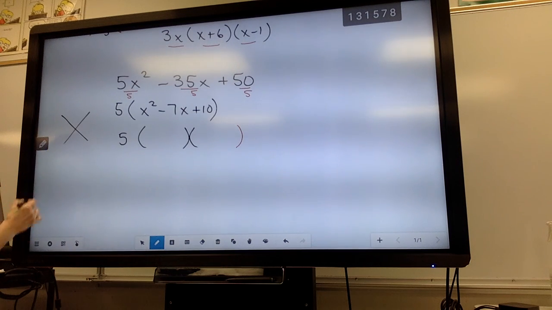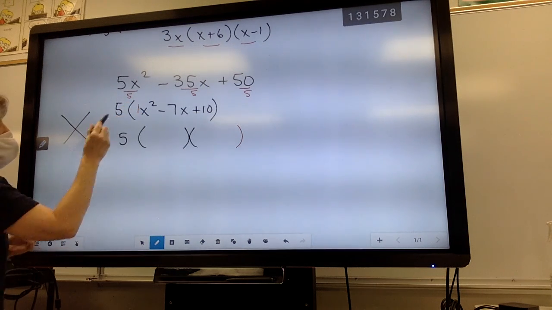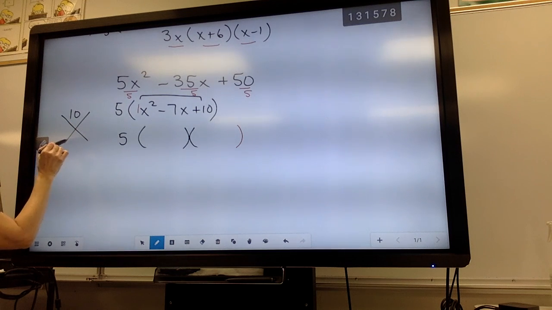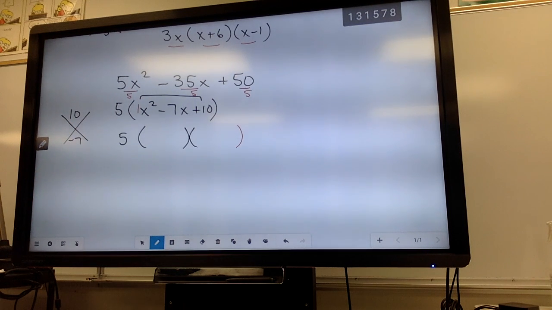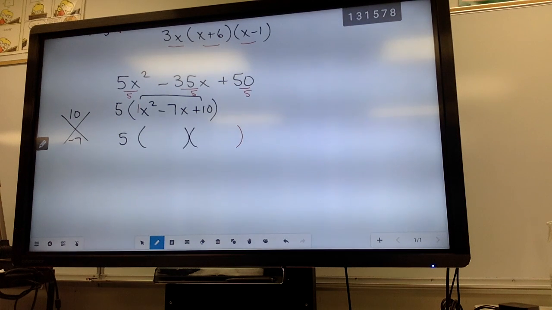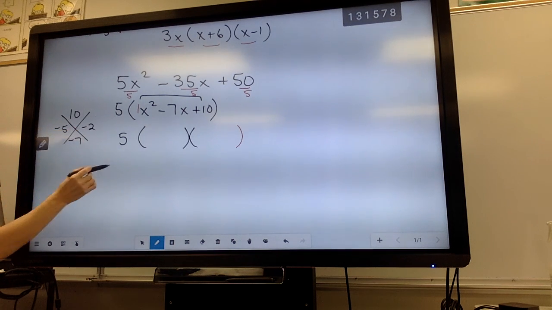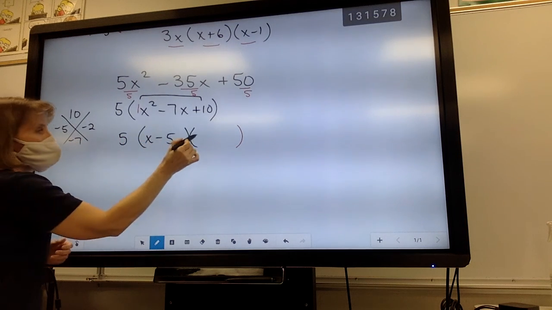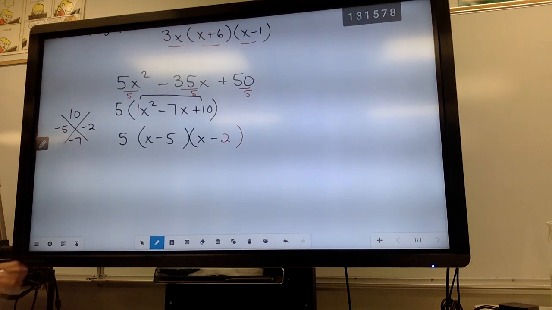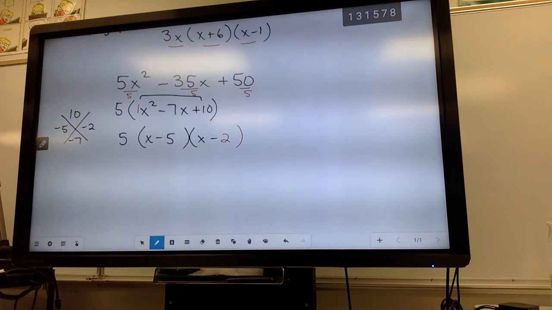I use my divide and slide rule. This is a 1. I'm taking 1 times 10, and I have a negative 7 in the middle. So what can I multiply and get positive 10, but add and get negative 7? Negative 5 and negative 2. This is going to be x minus 5, x minus 2. We divide by the leading coefficient. Will it change those values when I divide by 1? No, so I'm just going to stop there.